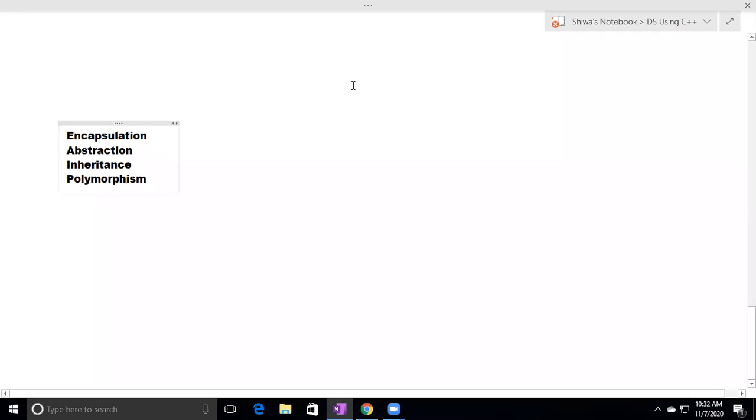See here. For all these four concepts, two common concepts are there: class and object. Class and object are the two common concepts of encapsulation, abstraction, inheritance, and polymorphism. To implement these four concepts, these two common concepts are required.